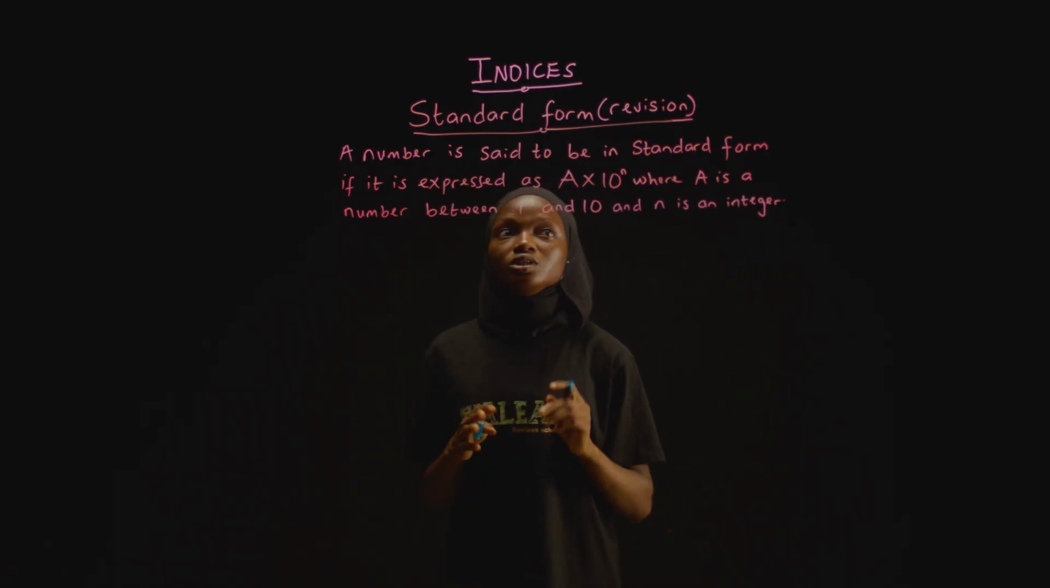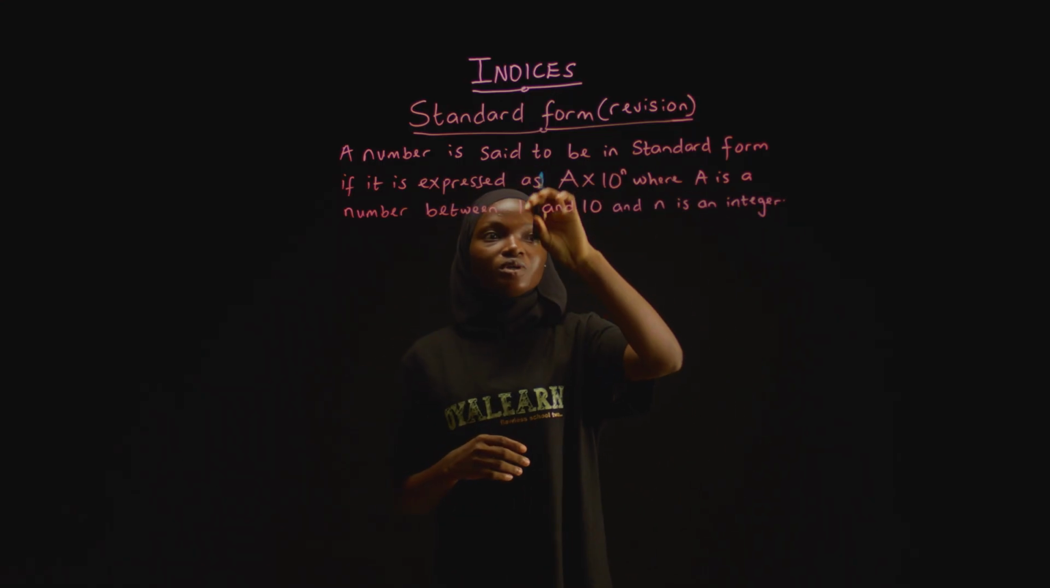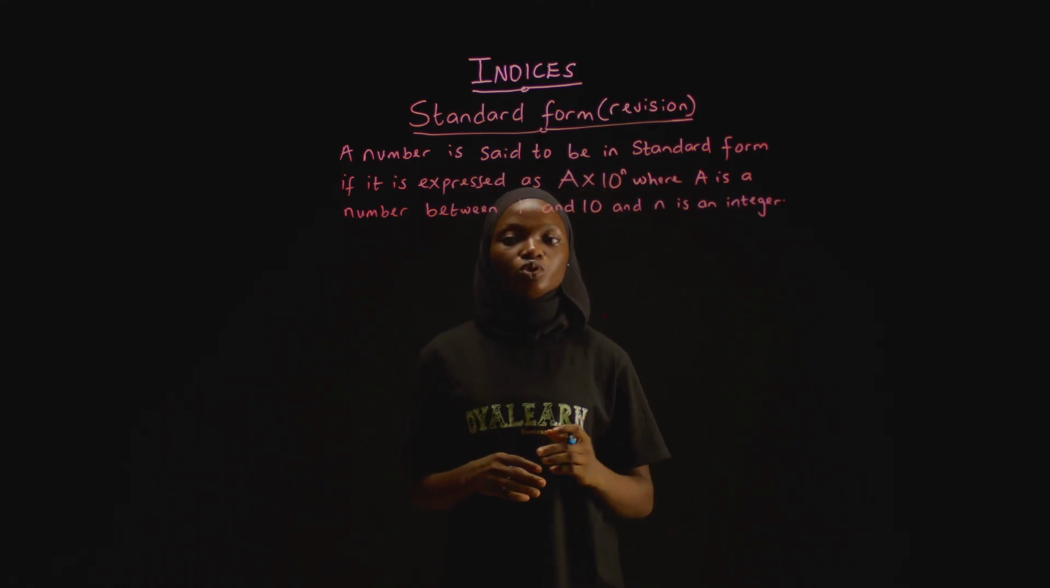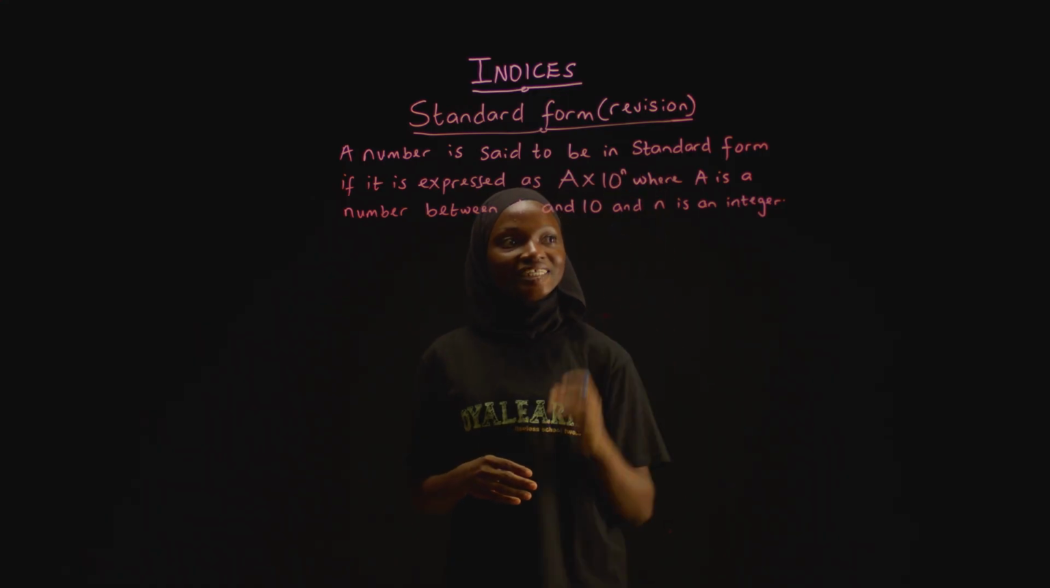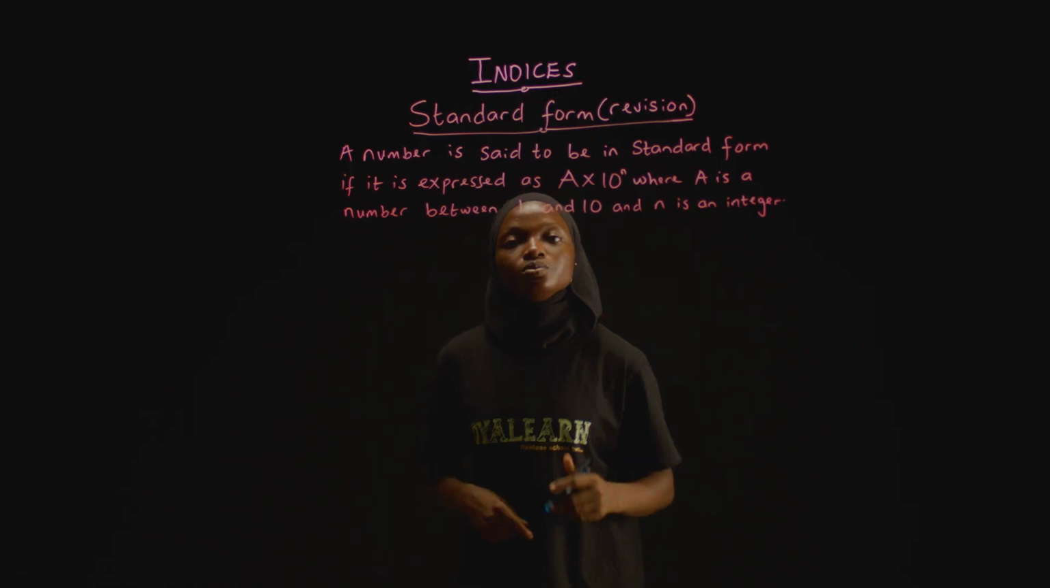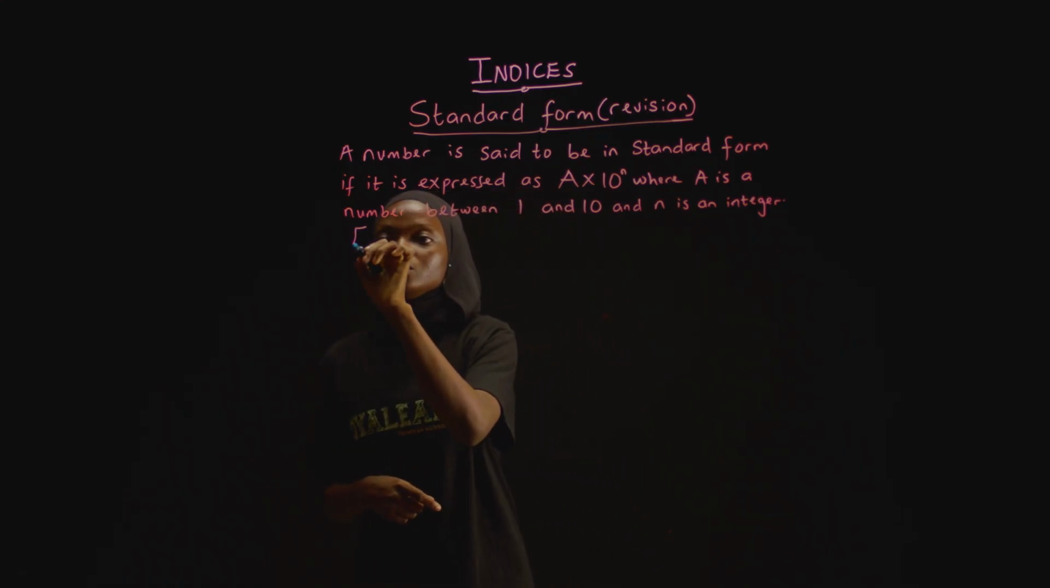Now, a number is said to be in standard form if it can be expressed as a times 10 raised to the power n, where a is a number between 1 and 10 and n is an integer that is either a positive whole number or a negative whole number or 0. Let's look at some examples.